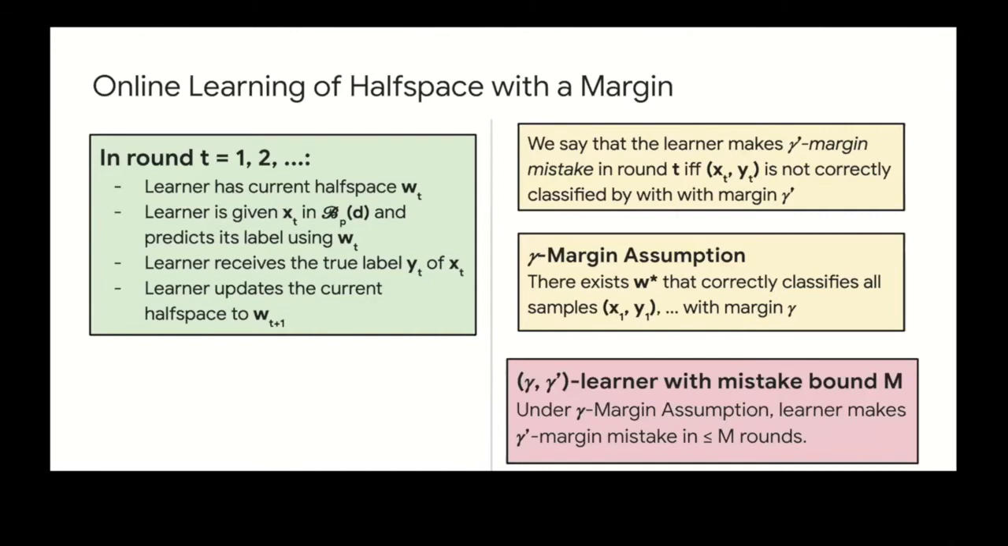So now we can define a gamma prime learner with mistake bound M. We say that a learner is a gamma prime learner with mistake bound M if, under the gamma margin assumption, the learner makes at most M gamma prime margin mistakes in total, even if we run this for infinite rounds.